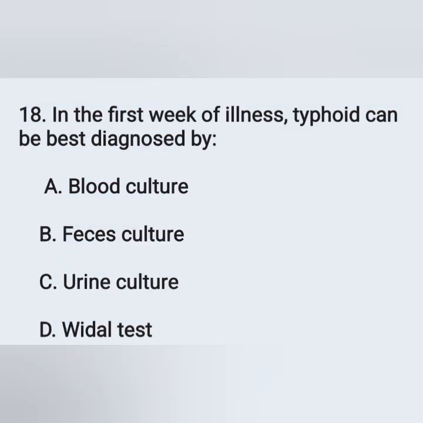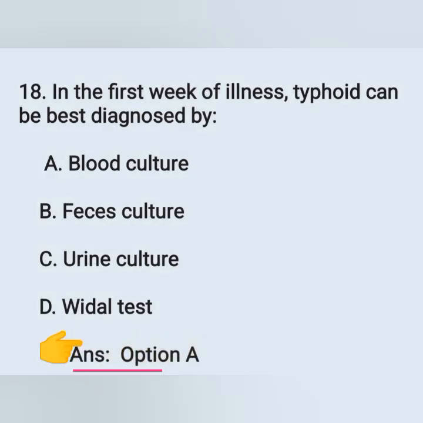Move on to the next, 18th question. In the first week of illness, typhoid can be best diagnosed by: option A blood culture, option B feces culture, option C urine culture, option D viral test. Question is, typhoid can be best diagnosed during the first week of illness by blood culture. Option A is the correct answer.